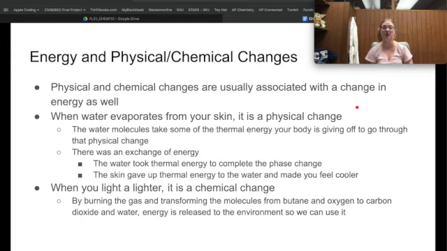That's a physical change. It's water when it's on your skin. It's water when it's a gas when it's no longer on your skin. So the water molecules take some of the thermal energy in your body, and it gives that energy to the water molecules on your skin so that it can go through this physical change. So there was an exchange of energy there. The water took some of the thermal energy from my arm to complete this phase change, and my skin gave up that energy to make me feel cooler.